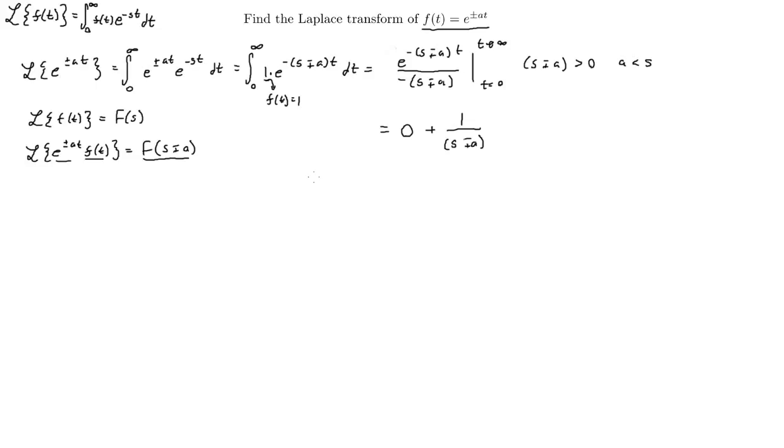So we have that the Laplace transform of e to the plus minus at times 1 is equal to 1 over s minus plus a. And if we compare that to just the regular old Laplace transform of 1, which is 1 over s, we can see that this guy right here is shifted to become this guy right here, right?